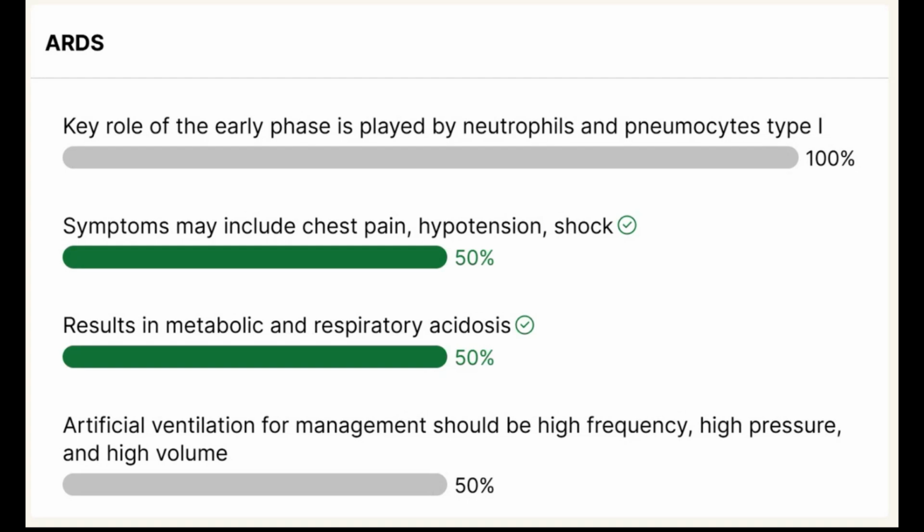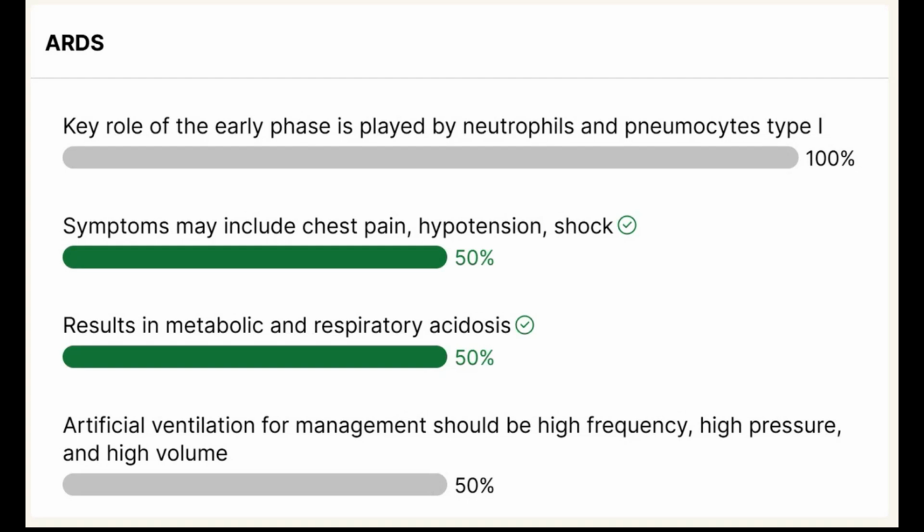So symptoms may include chest pain, hypotension, and shock. Chest pain should be typical for hypotension and shock because of the inflammatory state. There is the increased permeability of the vessels, so there's extravasation of fluid, and that can cause hypotension and in severe cases even shock.